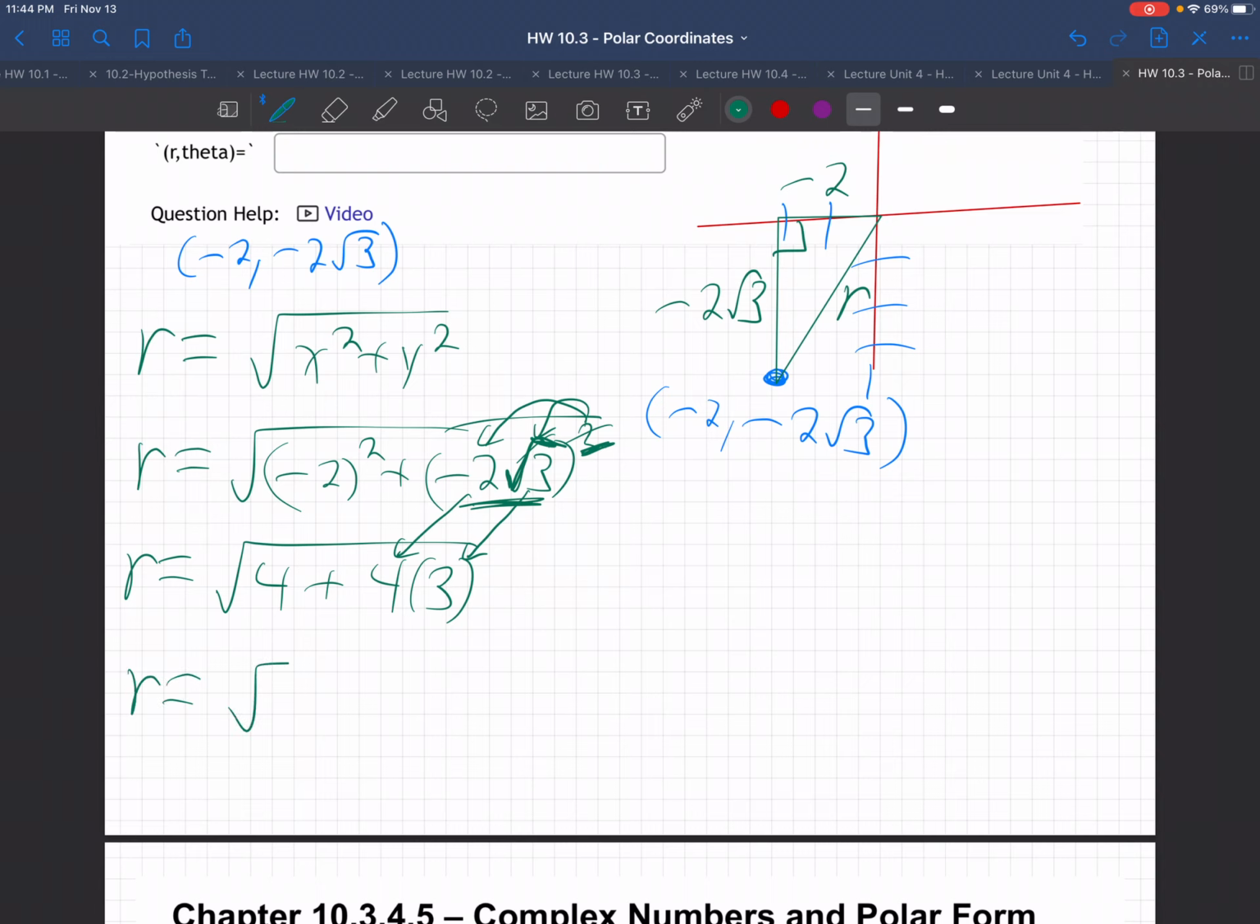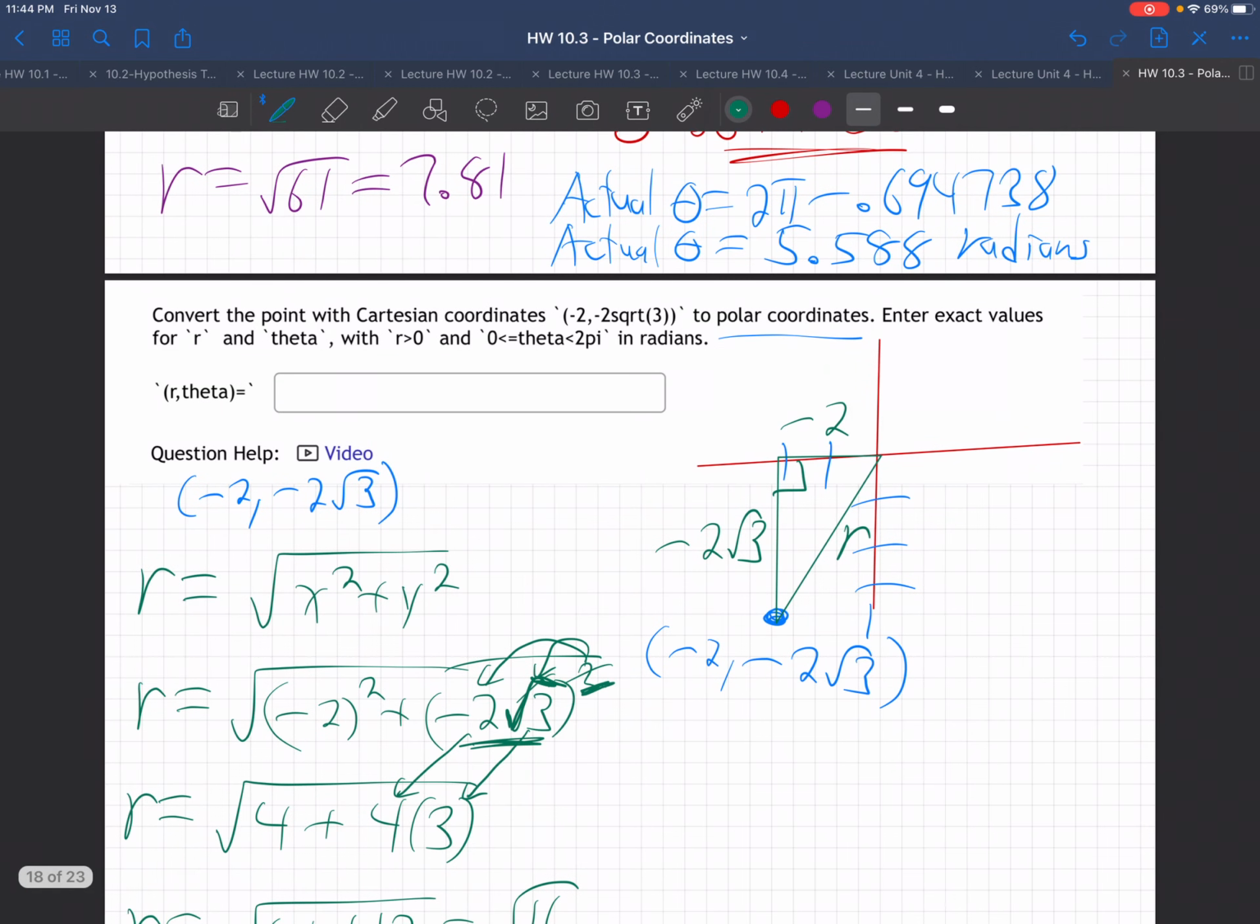So what do we get then? 4 plus 12, which is the root of 16. So r is just a nice, clean 4. So we've got r, and they want an exact number. They want a parenthesis r, comma, theta. Notice they say exact values, so no decimals, no rounding. All right, so we got r. That was the easier part. Now we've got to get theta.